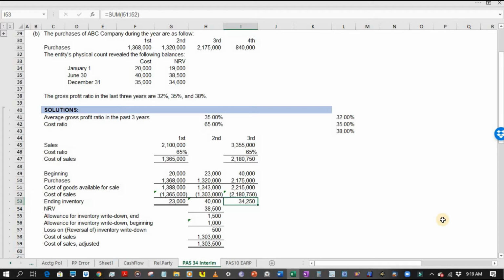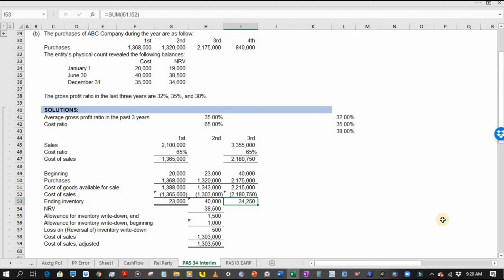So if you notice that we only compare the cost and net realizable value if the entity conducted a physical count. That is why at the end of the first quarter and the third quarter, we have no comparison between the cost and net realizable value, because we have not conducted any physical count. Again, the comparison between the cost and net realizable value is only made when there is a physical count.